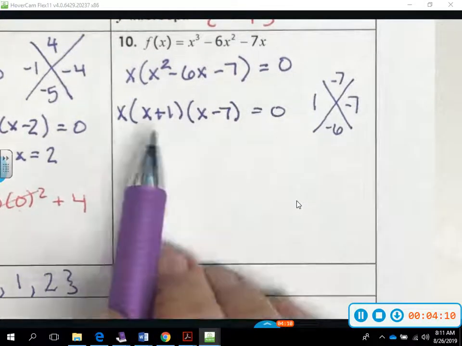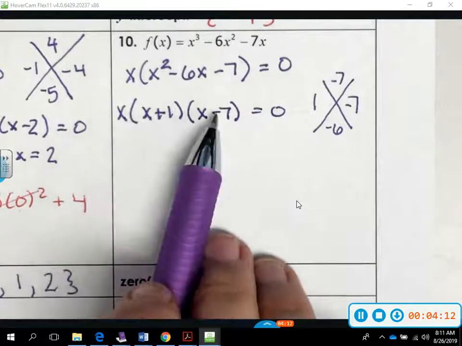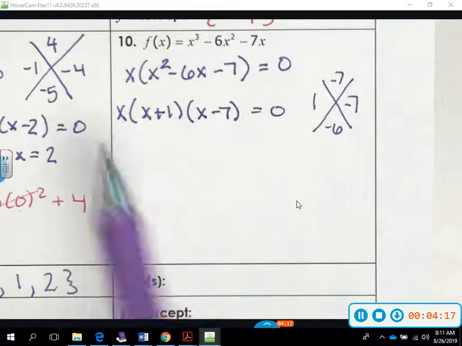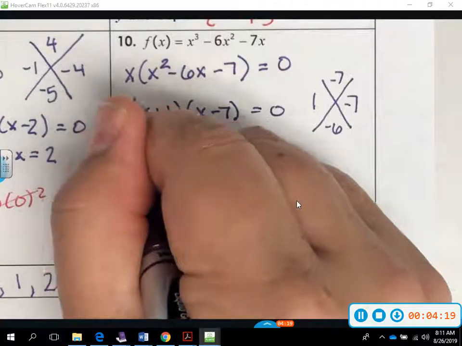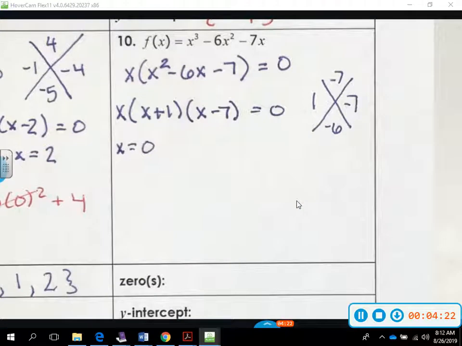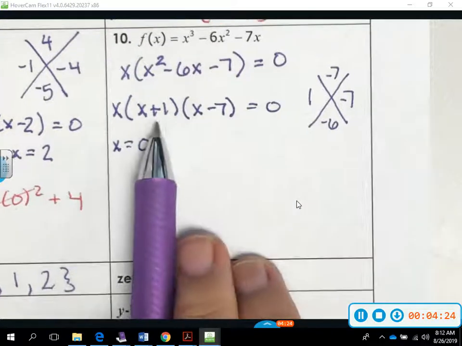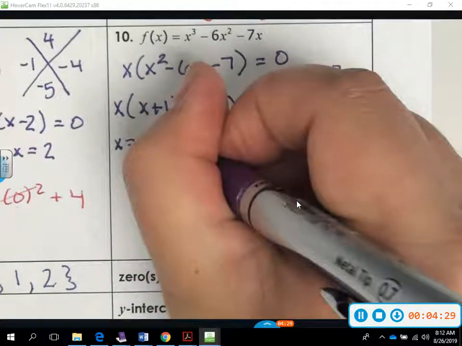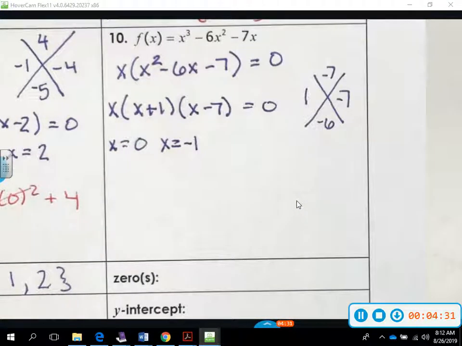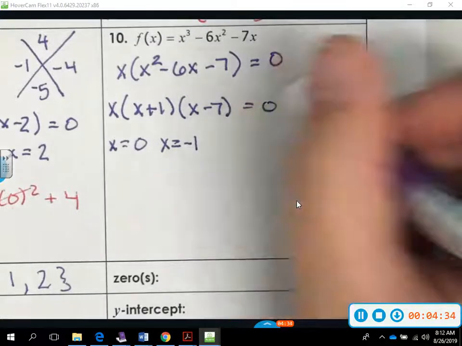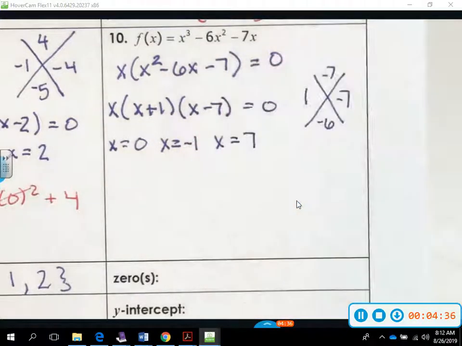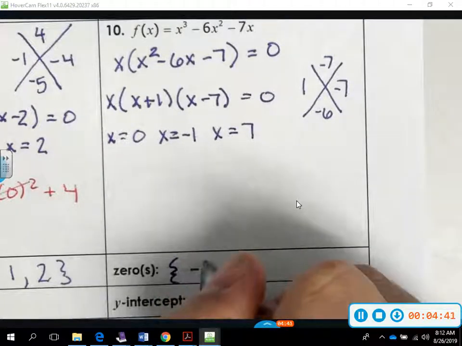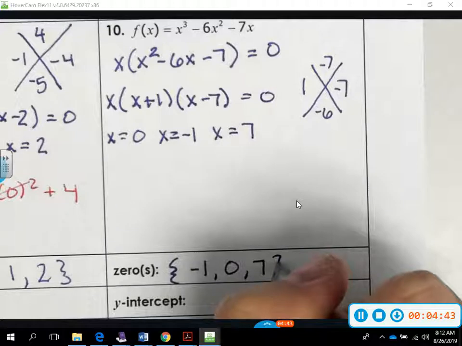Now we need to set each individual one equal to 0, including this one in the front. If I set this equal to 0, it simply says x equals 0. x plus 1 equals 0. Solve in your head. x equals -1. x minus 7 equals 0. x equals 7. There are your x-intercepts. So least to greatest: -1, 0, 7.